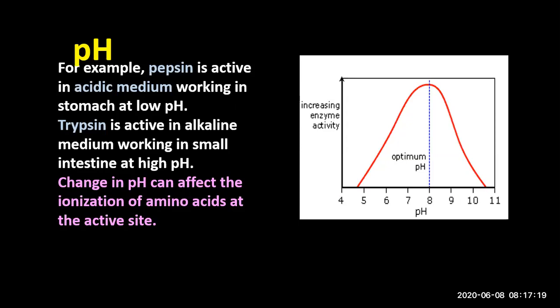Right? So I'm just telling you that different enzymes work at different pH, and that pH range is very narrow. As soon as that range changes, they denature, they lose their structure, or they are blocked, they do not work. Change in pH is losing their structure. How? Change in pH can affect the ionization of amino acids at the active site.